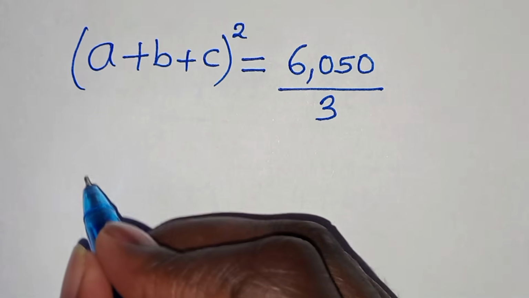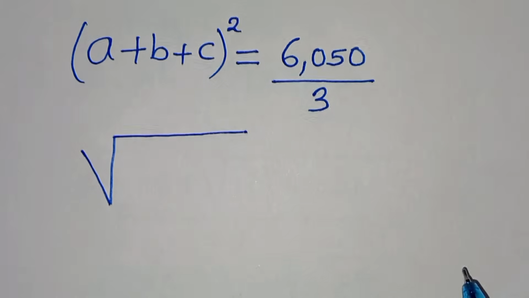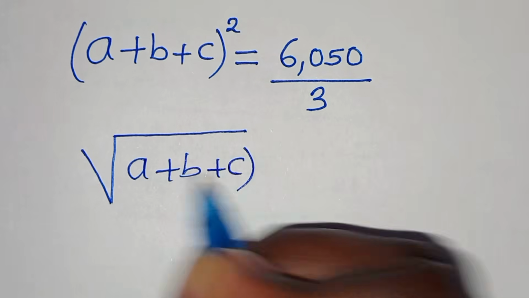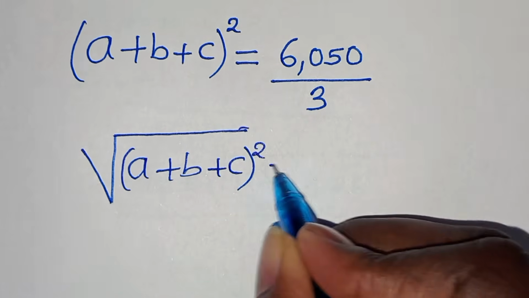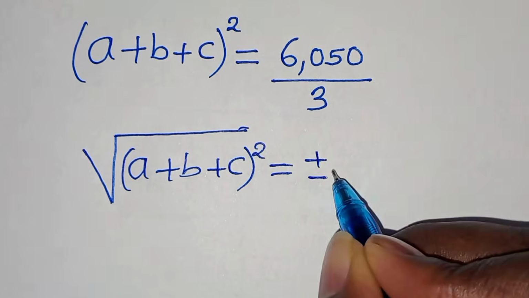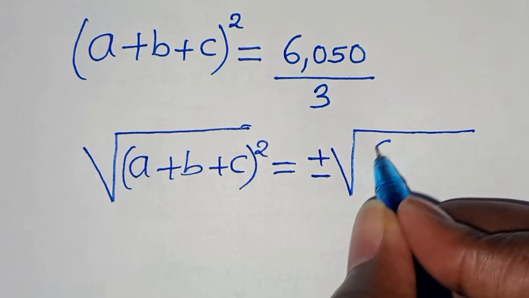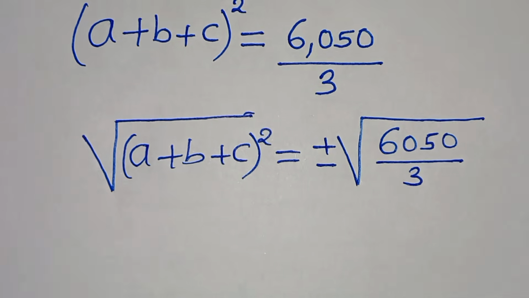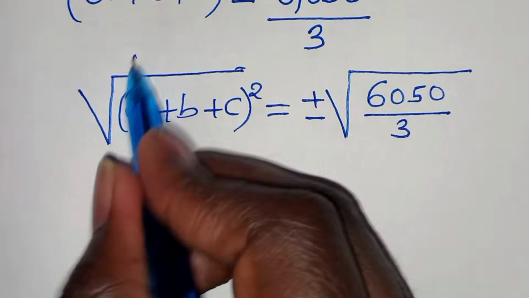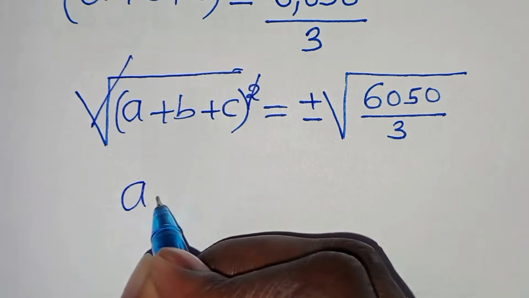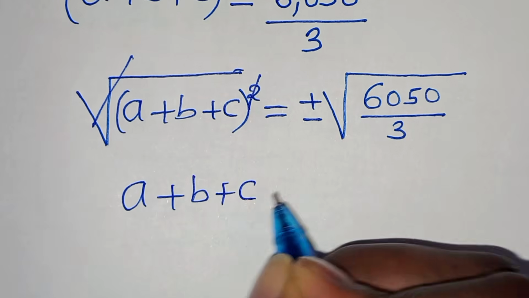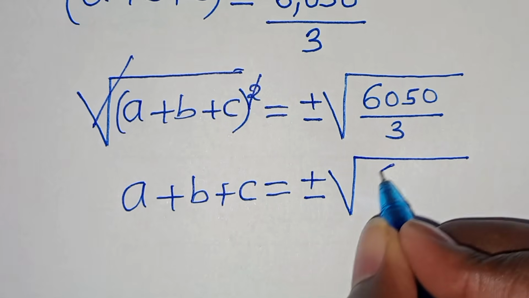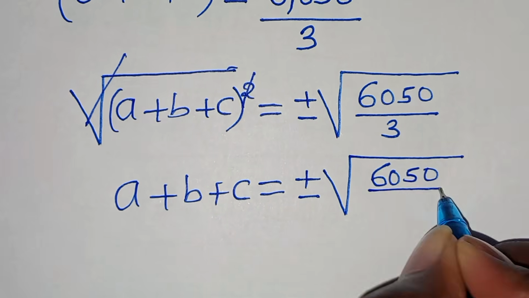To solve for a plus b plus c, let's introduce a square root on both sides. We have the square root of (a plus b plus c), everything here, raised to the power of 2. This is equal to plus or minus the square root of 6050 divided by 3. So we can eliminate the square root sign here, and this means that a plus b plus c, this is equal to plus or minus the square root of 6050 divided by 3.